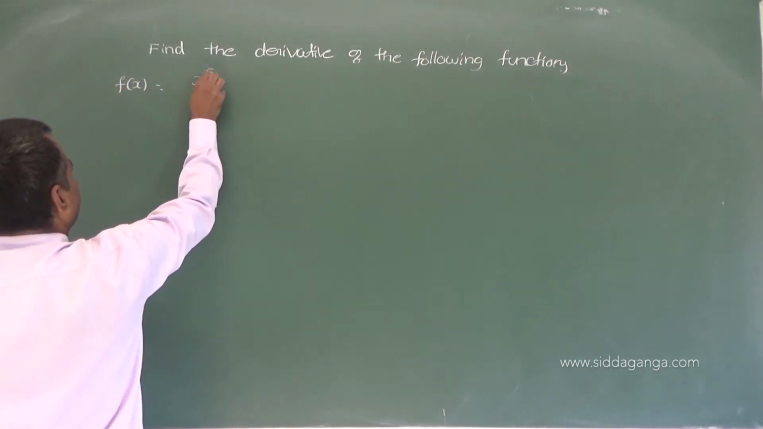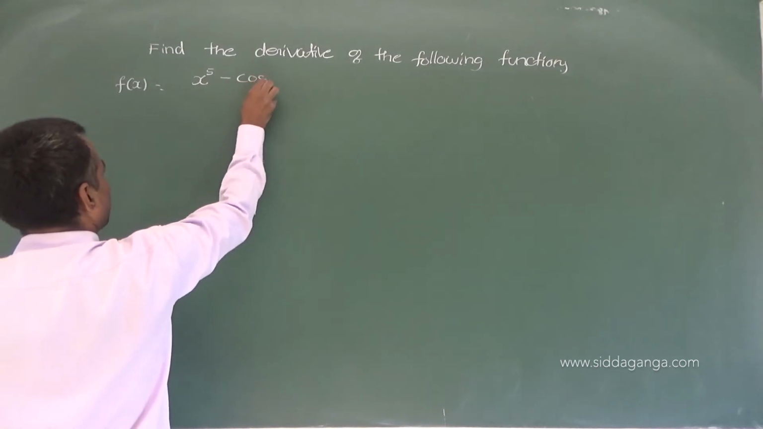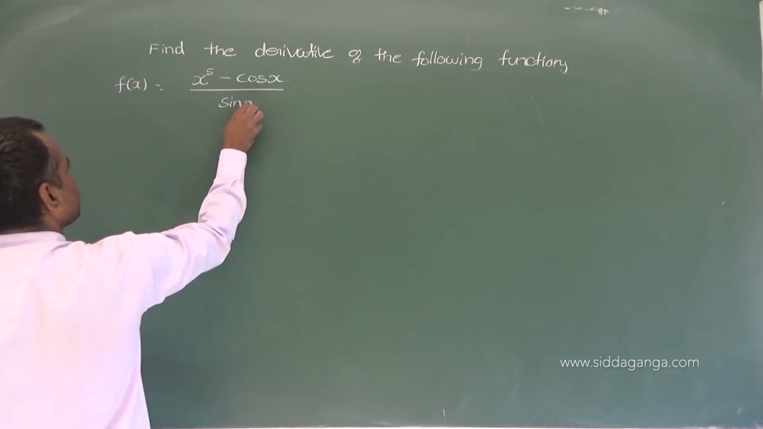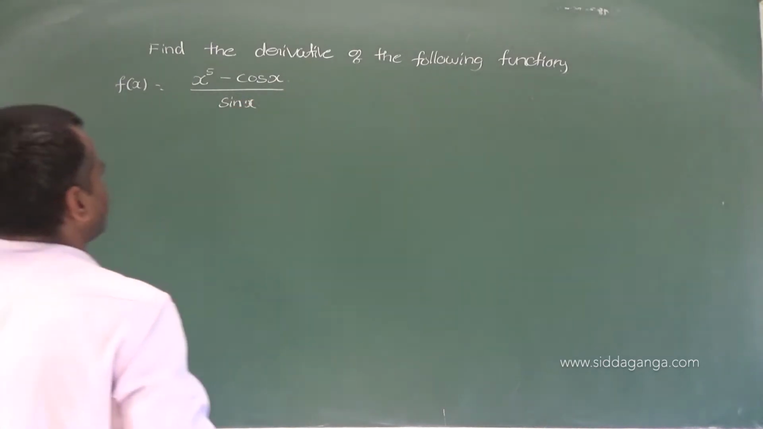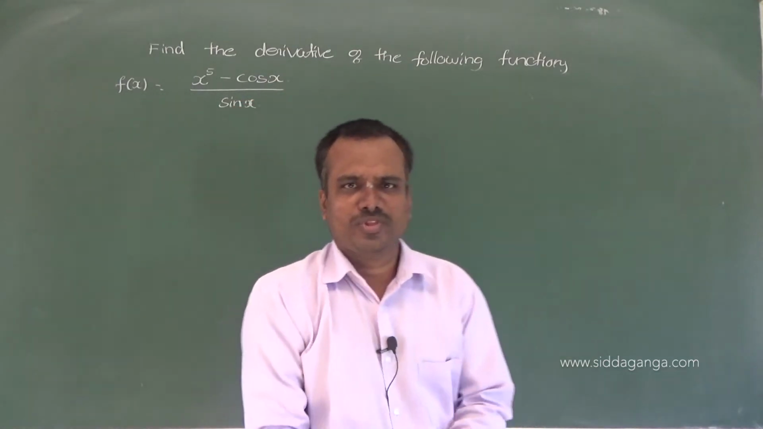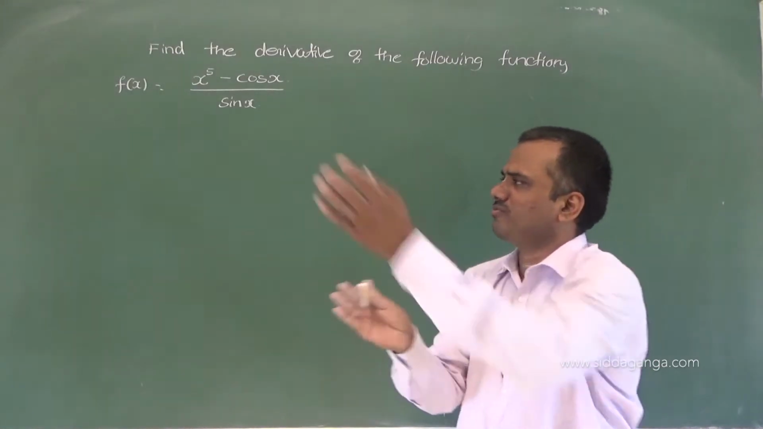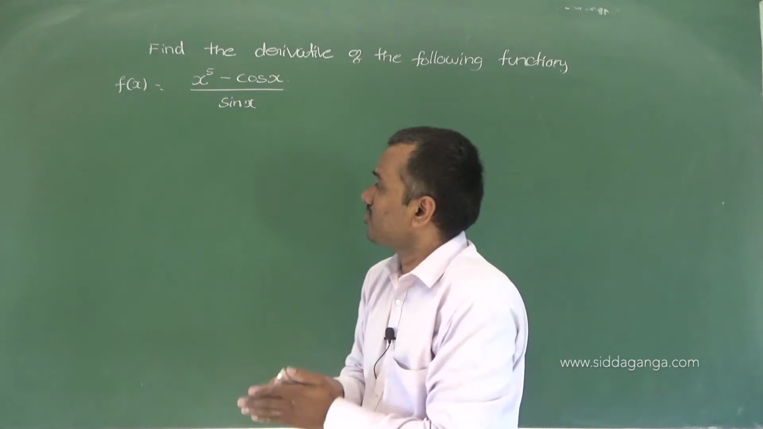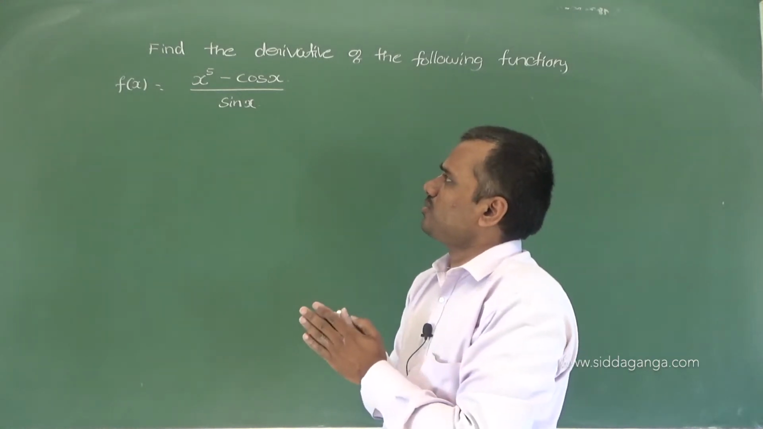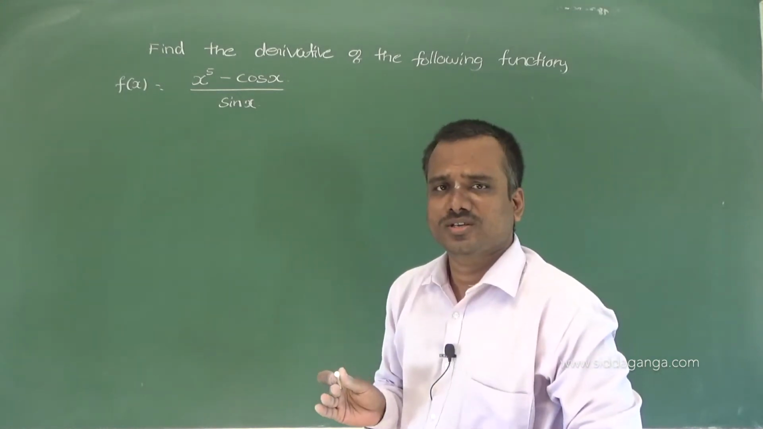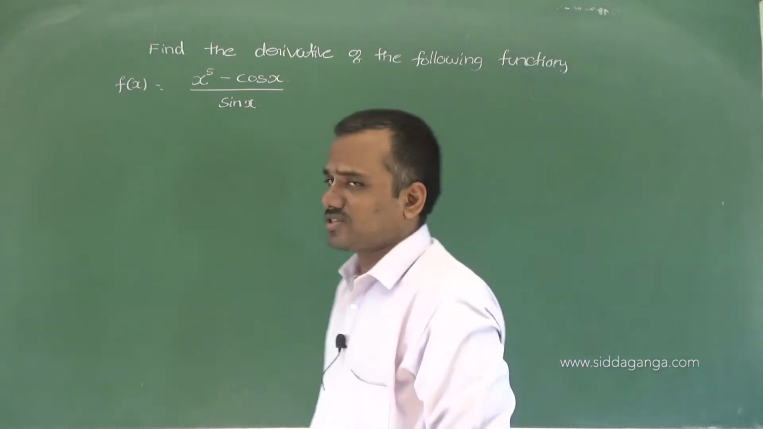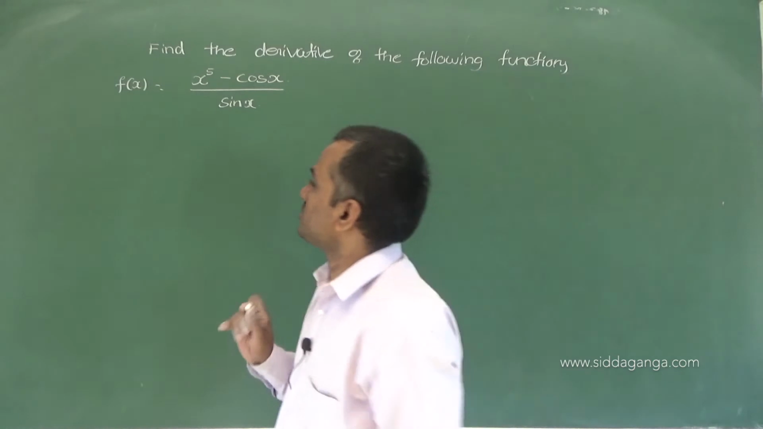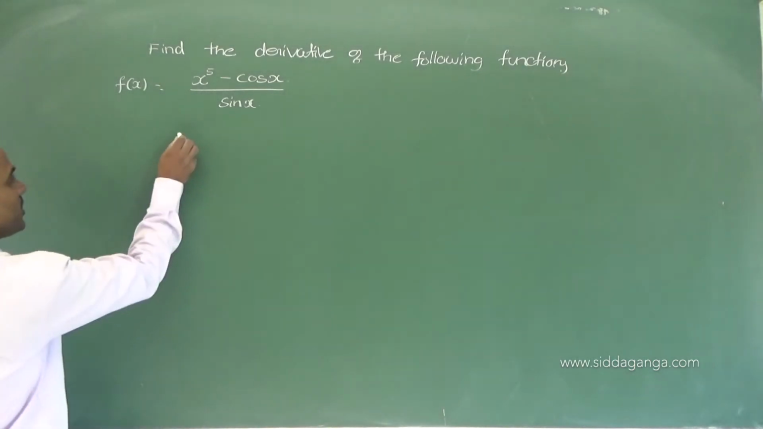f of x is equal to (x to the power 5 minus cos x) divided by sin x. Next problem, it is a very important problem for 4 marks. F of x is equal to x to the power 5 minus cos x divided by sin x. We apply what? Quotient rule. That is very important. Observe here.